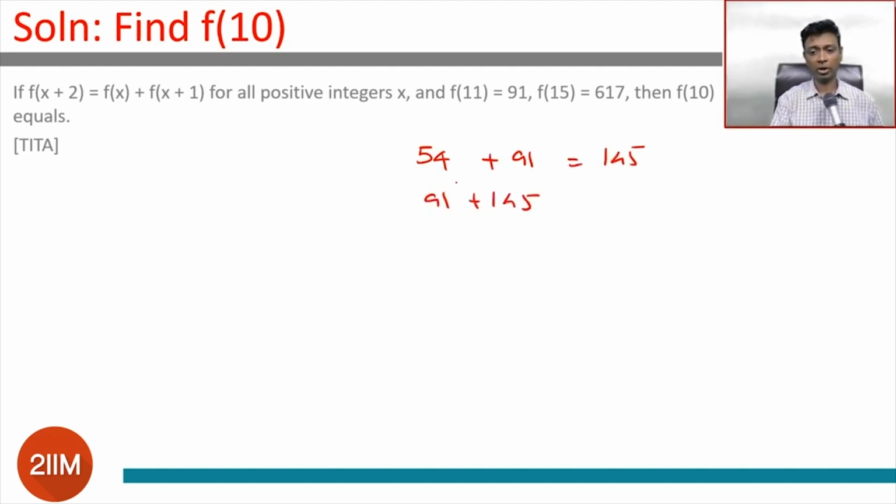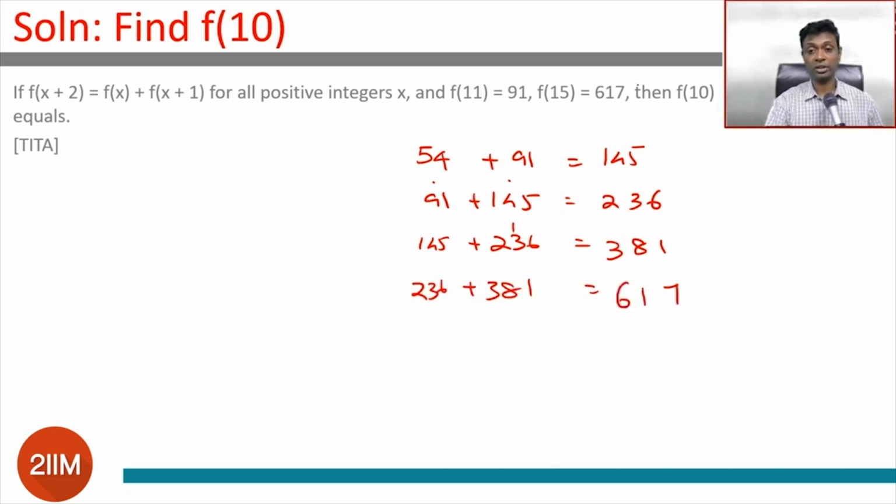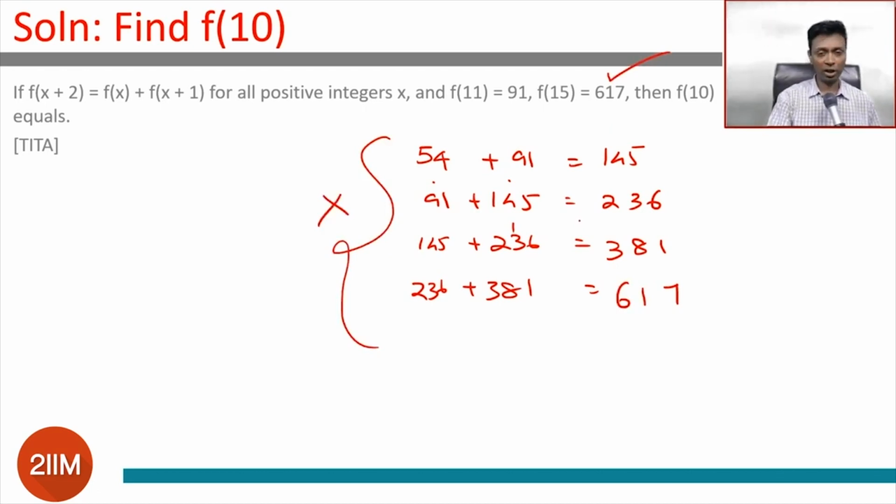91 plus 145 is 236. f of 11 plus f of 12 should add up to f of 13. 145 plus 236 is 381. 236 plus 381 is 617. This works. Obviously, we don't need to do this. From an exam point of view, we should be confident enough to mark 54 and then move on. I'm just doing this because we can verify. Nothing more than that.